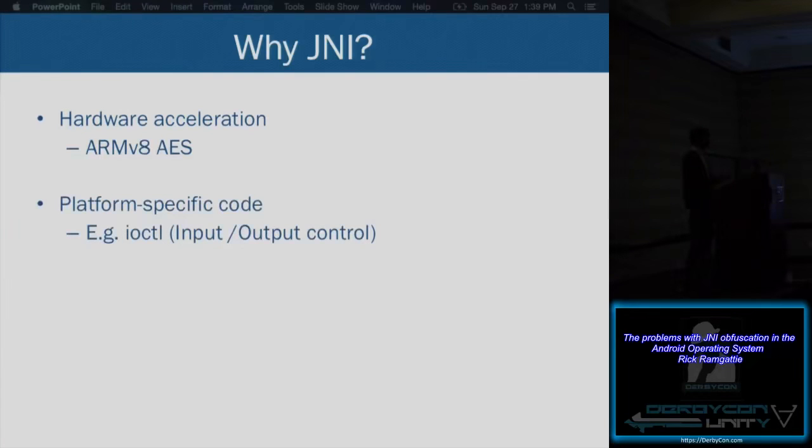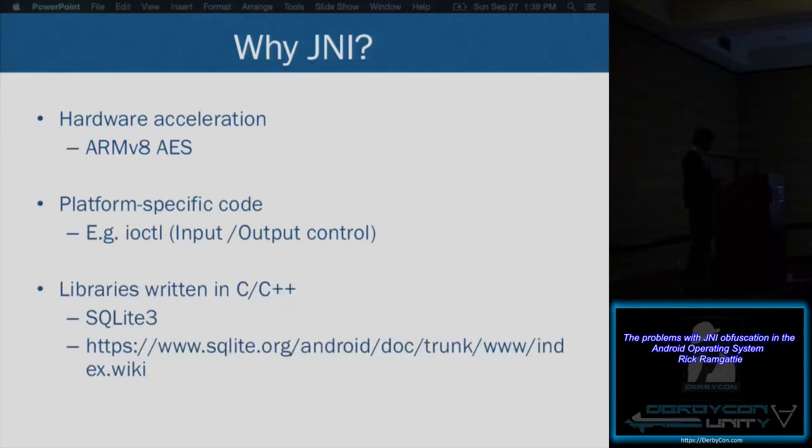Then we have platform-specific code, like I/O control, or input or output control. Java doesn't have an implementation for this. This is only written in native code, so you would have to use native code. And then you have libraries in C or C++. For example, SQLite 3, a lot of people like SQLite 3. If you're going to use it on Android, you're going to have to use JNI.